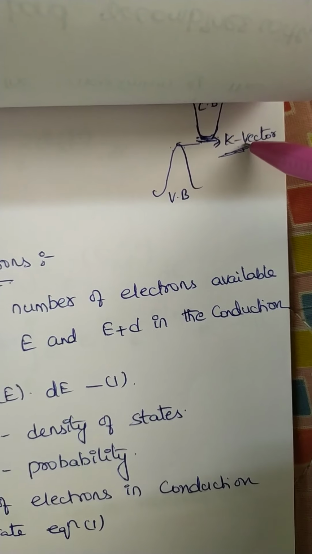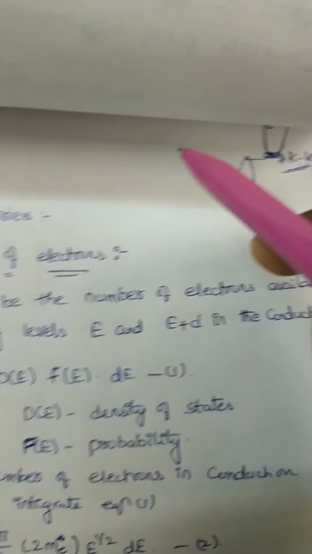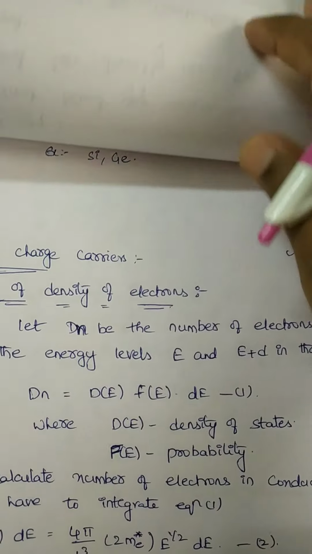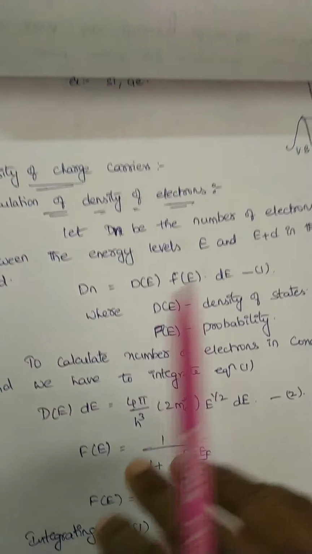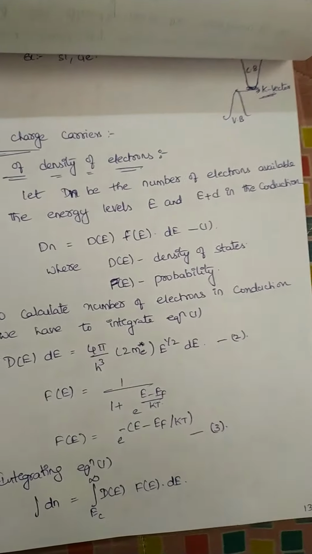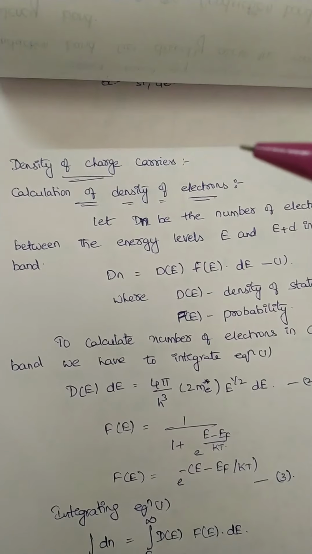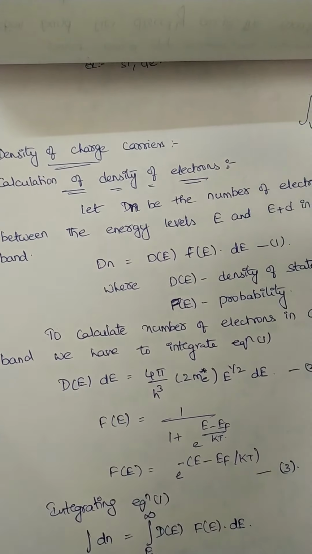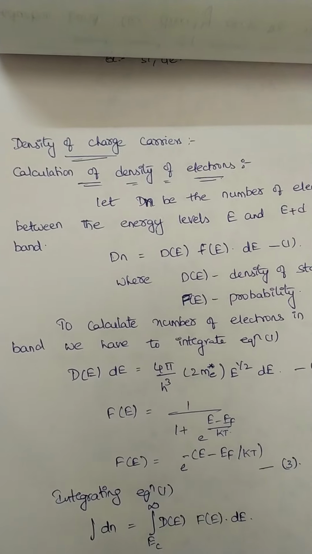The best examples for the indirect band gap are silicon and germanium. What are silicon and germanium? They are the pure form of semiconductors. Intrinsic semiconductors are known as indirect band gap semiconductors.